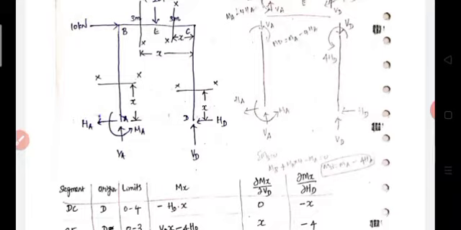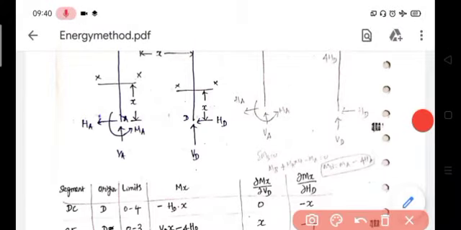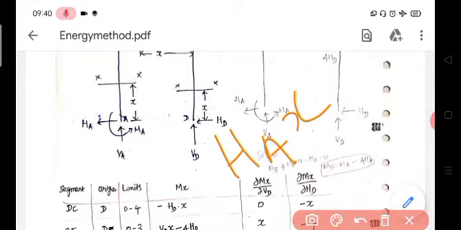So the HA force creates a sagging moment about section XX. Therefore the moment will be HA into X. Then the VA force is a vertical force, its line of action lies at the section XX. So for this VA force there is no perpendicular distance, therefore it can't produce any moment. Then one more moment is there, that is MA. It creates a hogging moment, so the equation will be HA into X minus MA. So, simple.